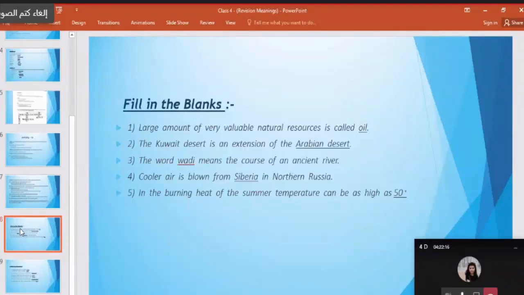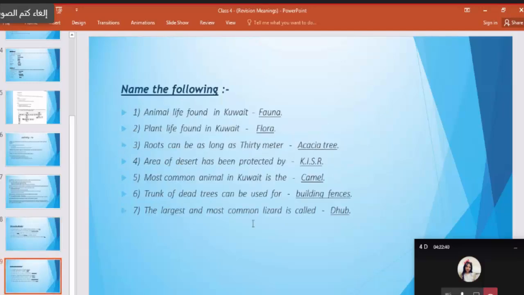Please, don't get yourself confused. Mute your mic and listen first. My dear, someone is talking, mute your mic. Listen to me. Fill in the blanks and name the following, you will have for the oral test on Sunday. When you finish writing name the following, write down your homework: oral test on Sunday.